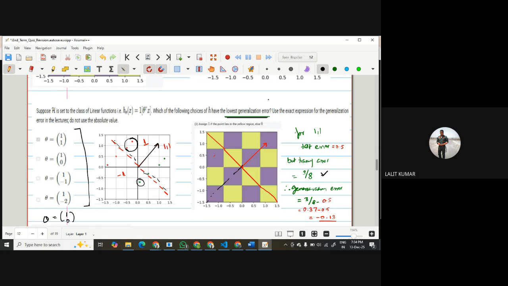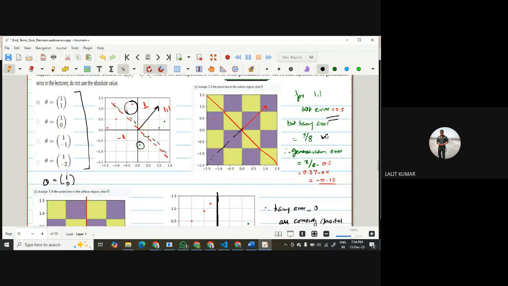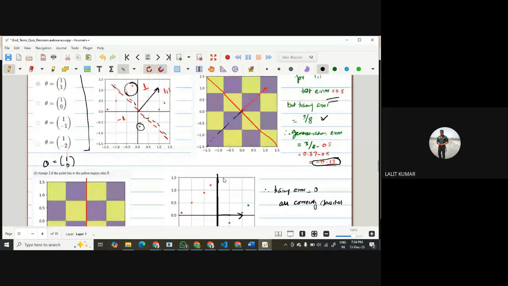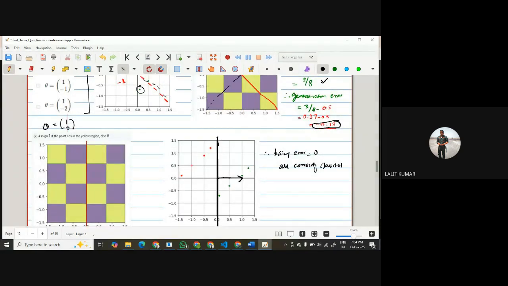Therefore, your test error is 0.5. Half the points will be that. So the generalization error becomes 3 by 8 minus 0.5, which is minus 0.13. So this is for 1, 1. Same exercise we do now for 1, 0. So 1, 0 is here.